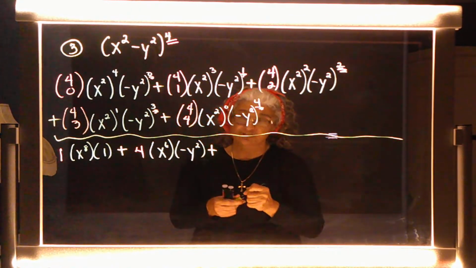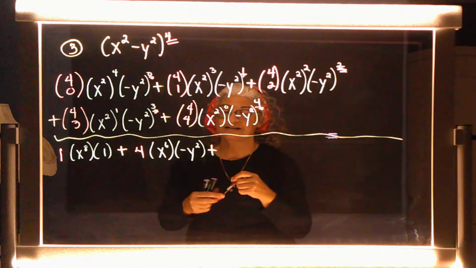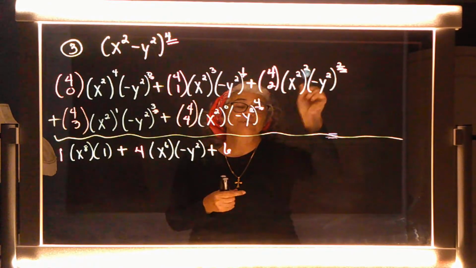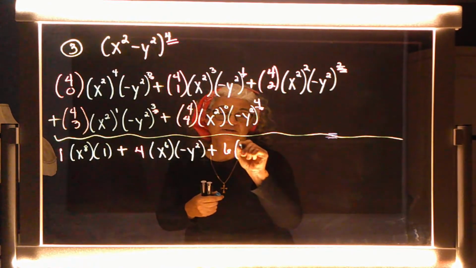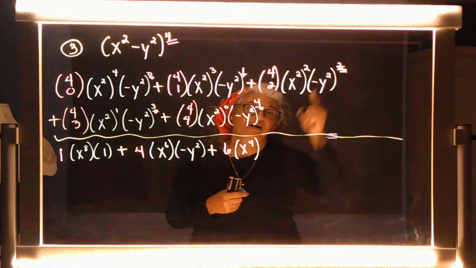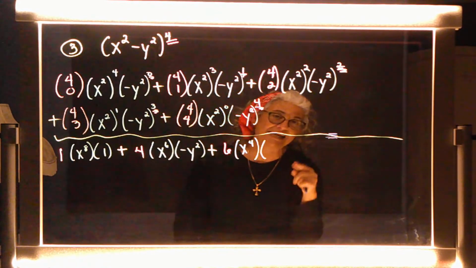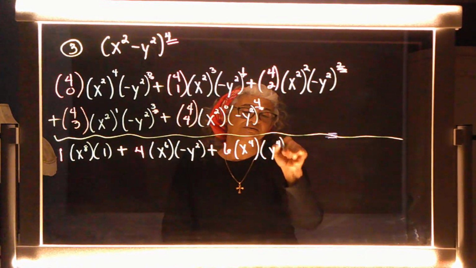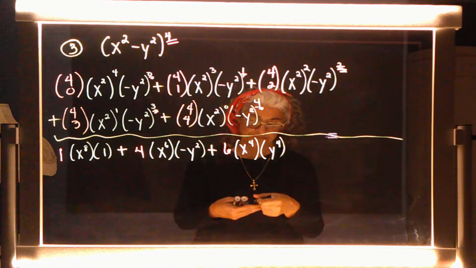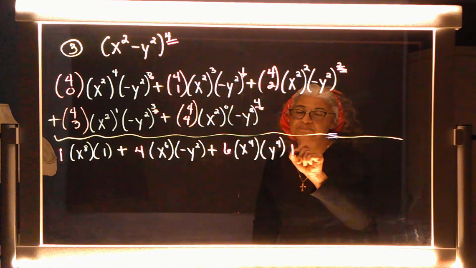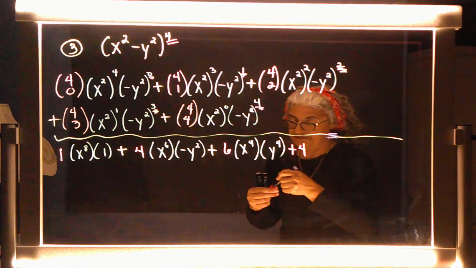4 choose 2, what'd you get? Yeah, I got 6 also, I heard you. Okay, x squared to the power of 2. Good, x to the 4th. Negative y squared to the power of 2. Yeah, a negative to a second power is going to be a positive, and in this case, a positive y to the 4th, right? Okay. 4 choose 3, what'd you get? Good, 4, so did I.